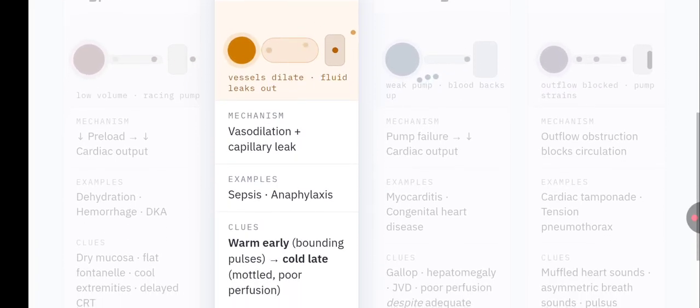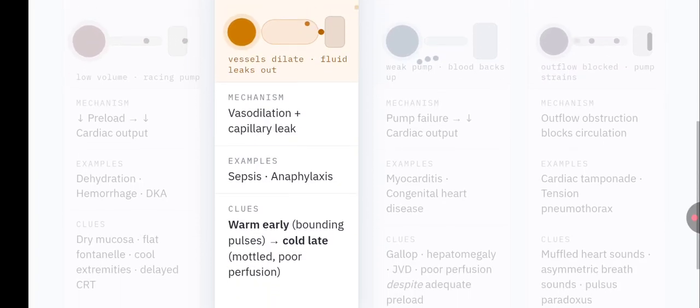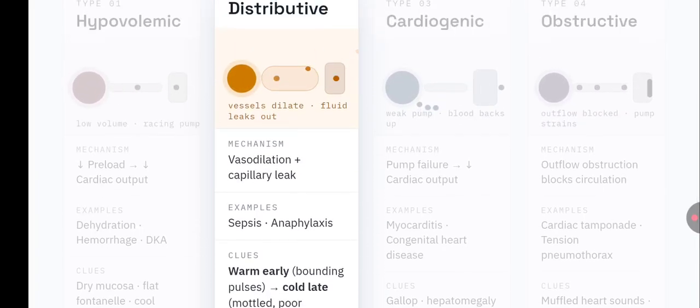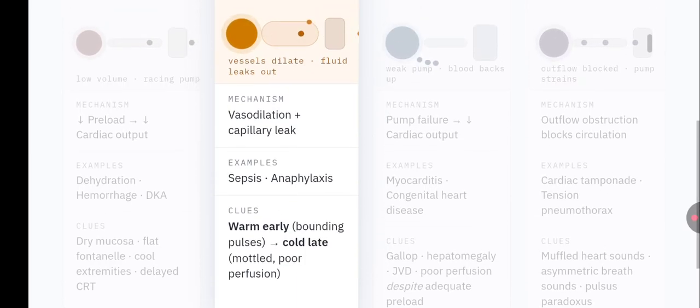This can happen through sepsis due to toxins, or through an anaphylactic reaction when the patient receives a medication to which they have a type 1 allergy. You will find that at first, as an early sign, the extremities are warm, and later on you will find them cool.